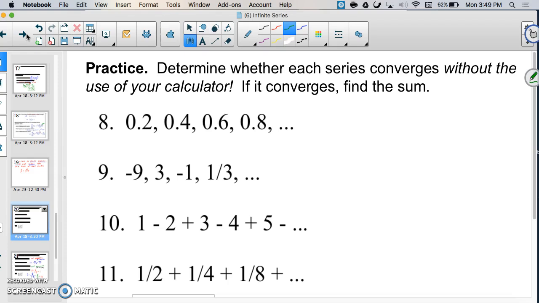All right, first practice problem. Is this geometric? No. So this is not geometric, so it's going to diverge.